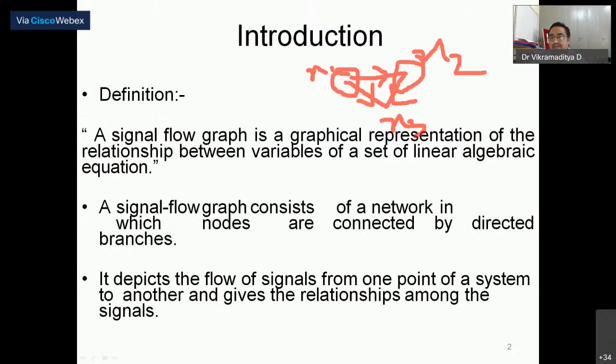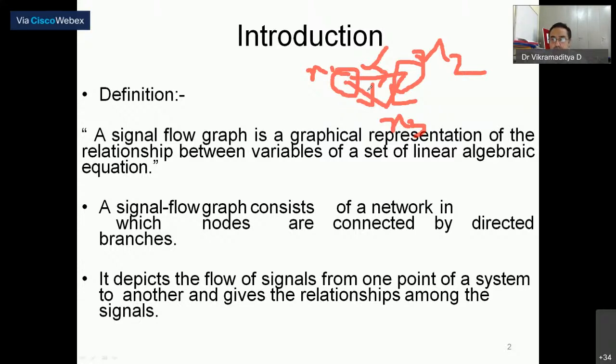They will be represented by nodes in a signal flow graph, and they will be connected by a straight line which is called a branch, and each branch will have an arrow sign. The arrow will indicate how the signal is moving. For example, in this case, the signal is moving from x1 to x2, not from x2 to x1, because the arrow is in this direction. Is it clear?